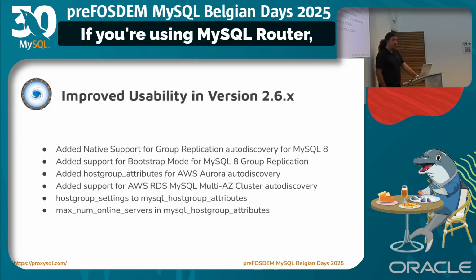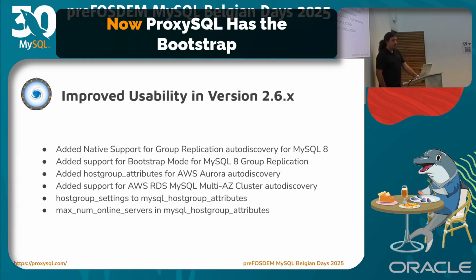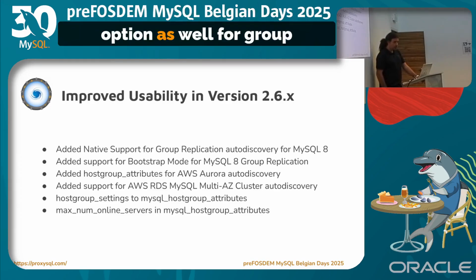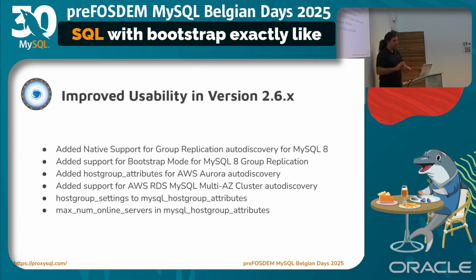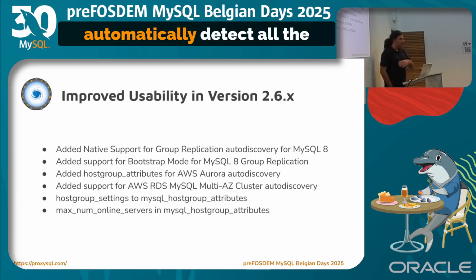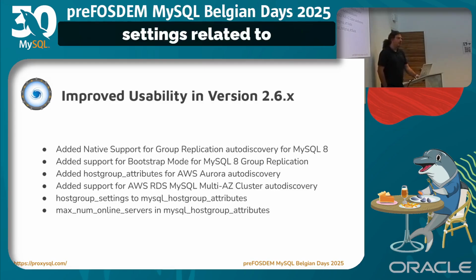If you're using MySQL Router, MySQL Router has the bootstrap option. Now ProxySQL has the bootstrap option as well for group replication. So you can run ProxySQL with --bootstrap exactly like doing the group replication, and it will automatically detect all the settings related to group replication.